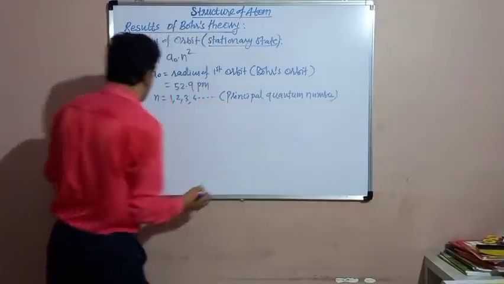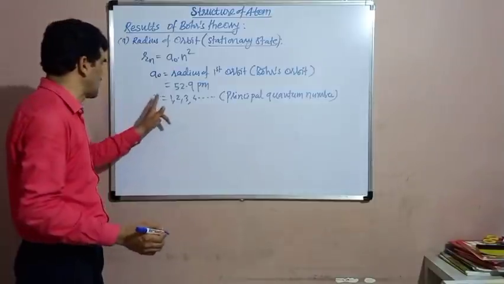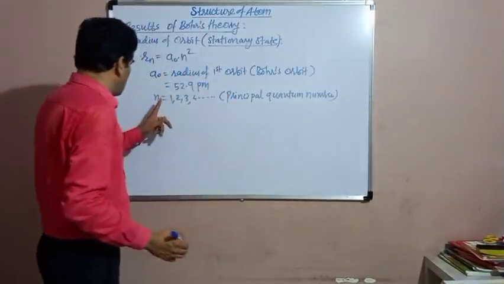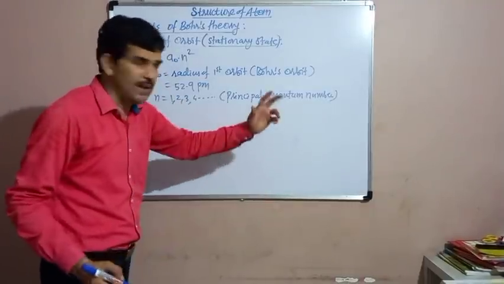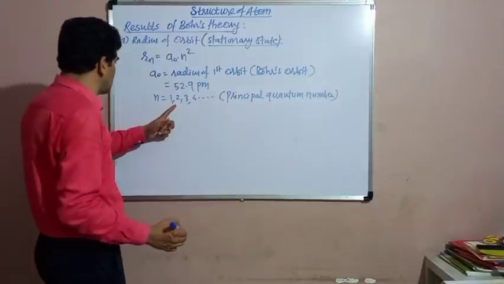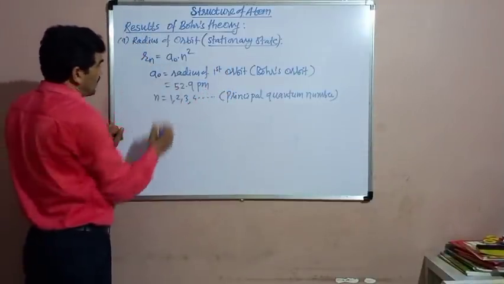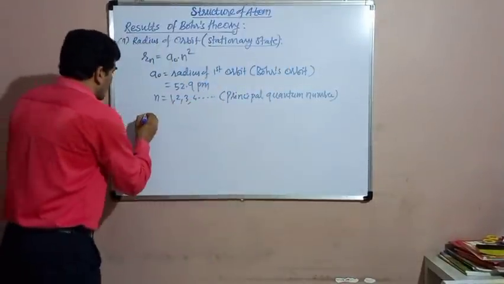For the first orbit, the value of principal quantum number is 1. For the second orbit, the value of principal quantum number will be 2. For the third orbit, the value of principal quantum number will be 3, and so on. So n is the principal quantum number. By using this formula, we can calculate the radius of any orbit in the hydrogen atom.